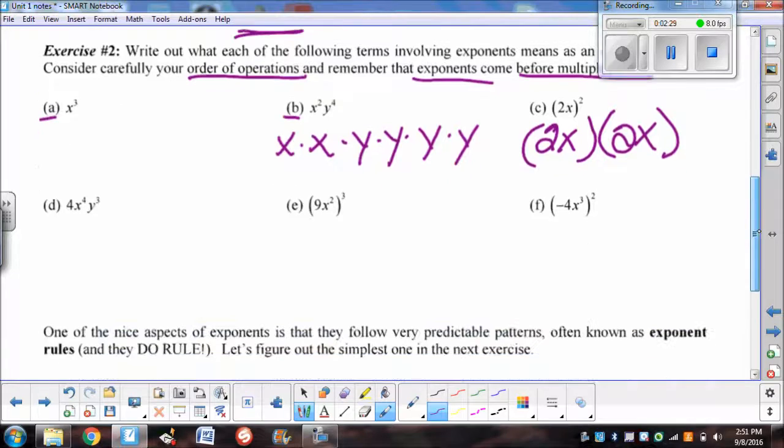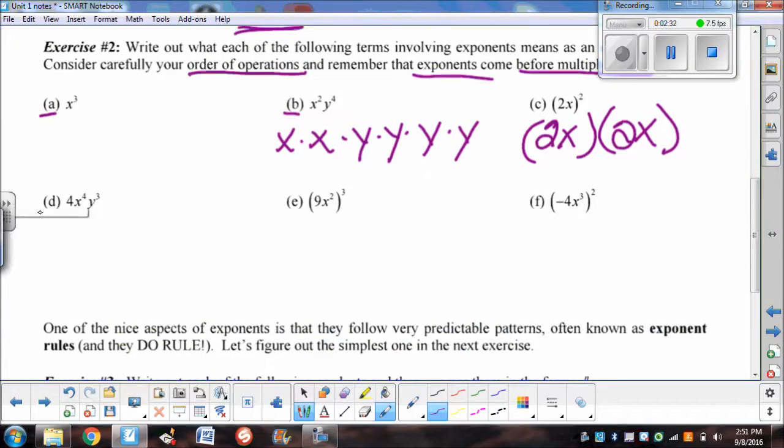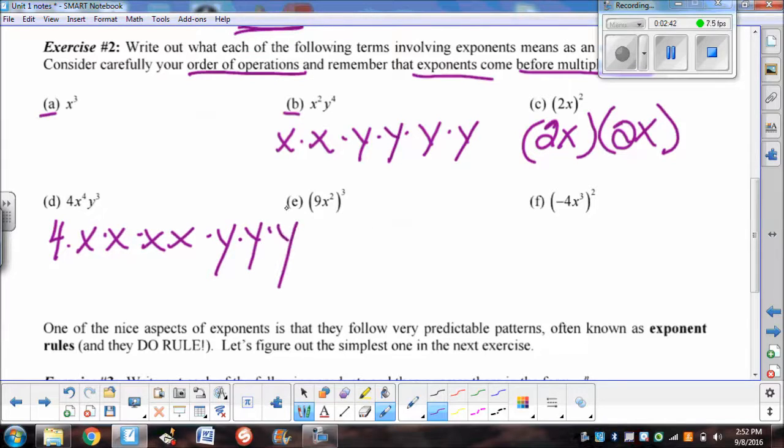So now taking a look at letter D, so we have 4 times x times itself 4 times and y times itself 3 times. So I'm going to let you do letter E, and I'm going to demo letter F.